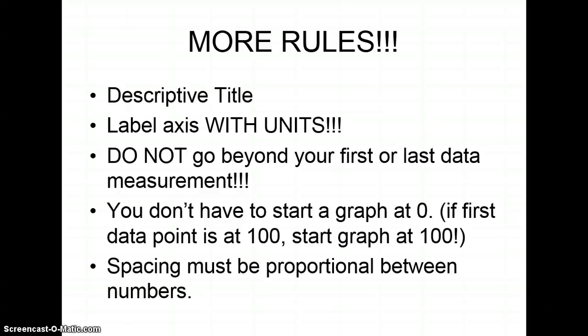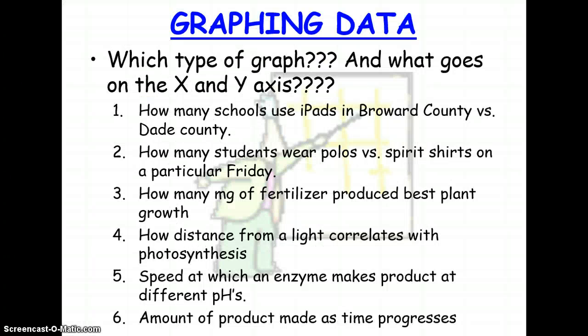Don't just say, okay, I only have 3 numbers, 10 seconds, 30 seconds, and 60 seconds, so I'm going to equally space and do 10, 30, 60. That doesn't make any sense because you don't have even spacing between your numbers.